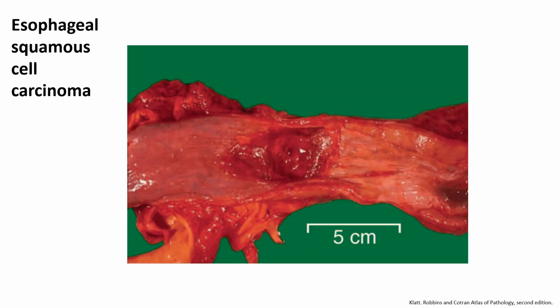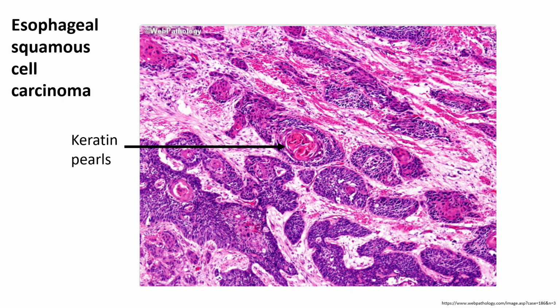This picture shows a mass located in the mid-esophagus. It is exophytic and ulcerated. In this slide, we can see invasive squamous cell carcinoma where we have invading squamous cells that are atypical. And in this example, it is keratinizing, so there are keratin pearls that are being formed.